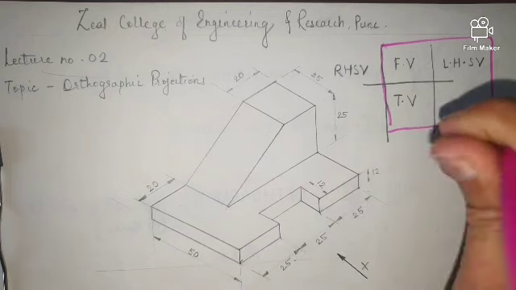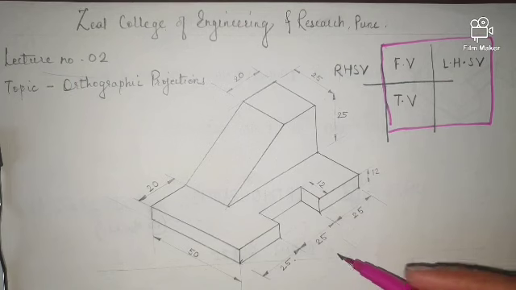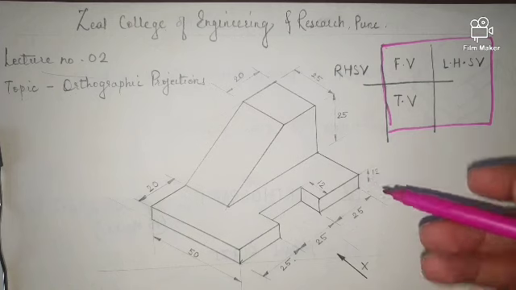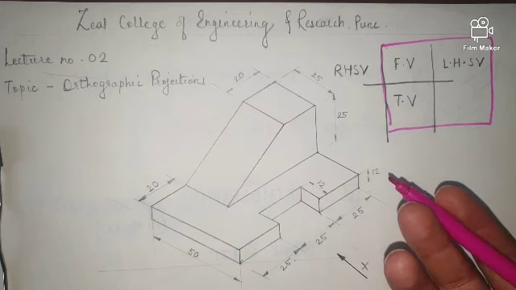So the front view, in the direction of X, it is said, right? So this is the direction of X and this is the front view. What we can see in the front view, what are the visible surfaces?